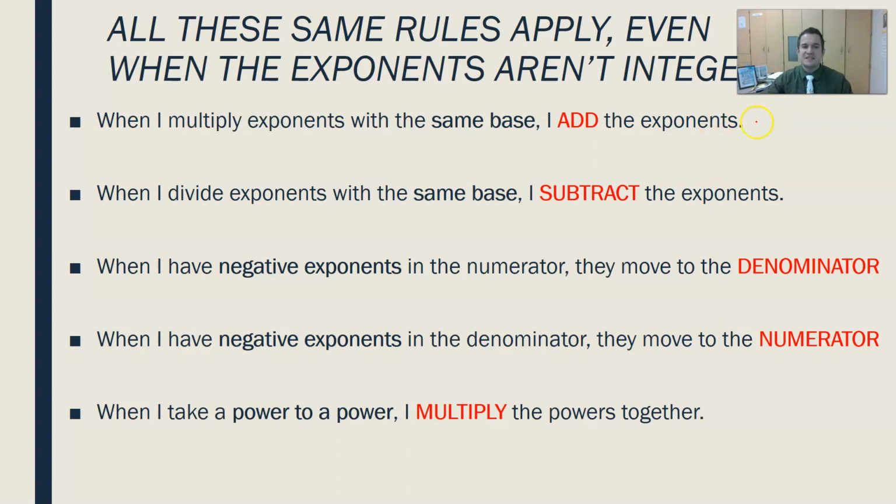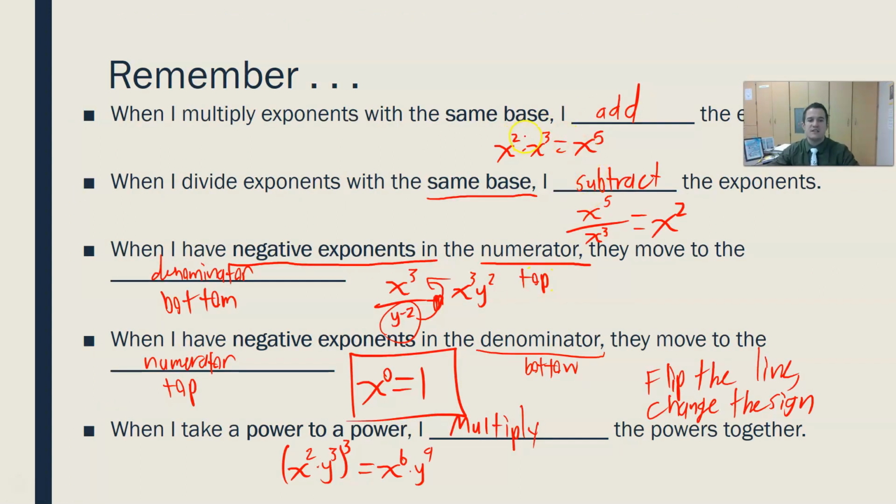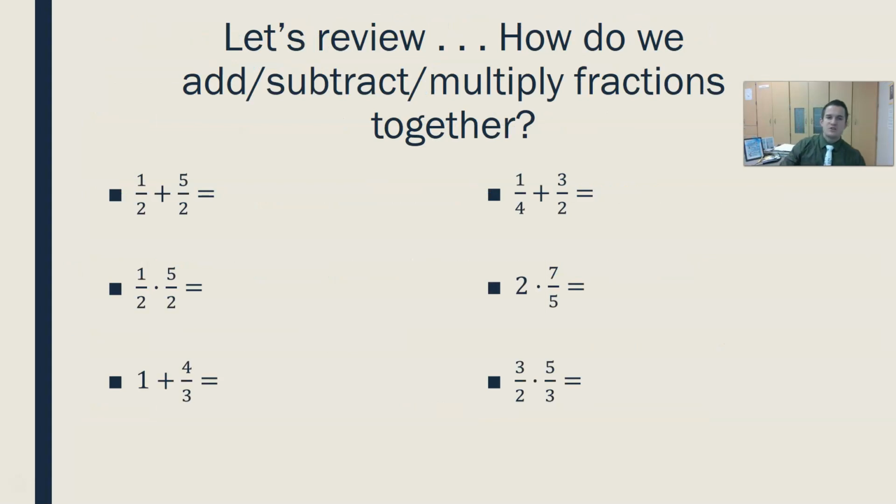All of these same rules apply even when the exponents aren't integers. All of these exponents were integers, meaning positive or negative whole numbers, like 2, 3, 5, negative 2, negative 4, 6, 9. What if they aren't integers though? What if I have exponents that are fractions? Can I still apply those same rules? Yes, I can. So before we get into using the rules of adding exponents and multiplying exponents, let's remind ourselves how we add, subtract, and multiply fractions real quick.